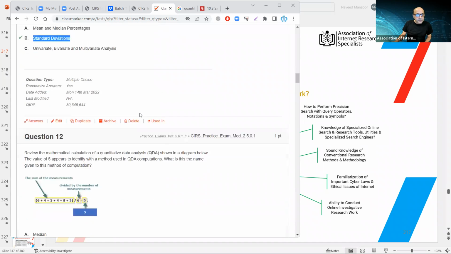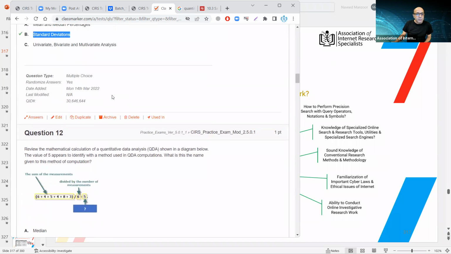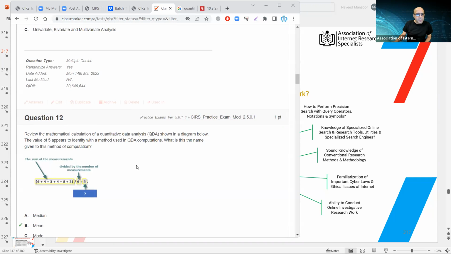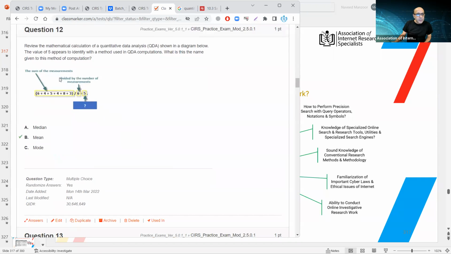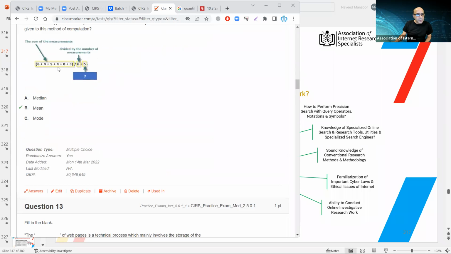Okay. Then there is another question. These are practice questions, and mostly these are the two favorite ones that come in. So I have the other one that says: review the mathematical calculation of quantitative data analysis shown in the diagram below. The value of 5 appears to identify with the method used in QDA to compute quantitative data analysis. What is the name given to this method of computation?